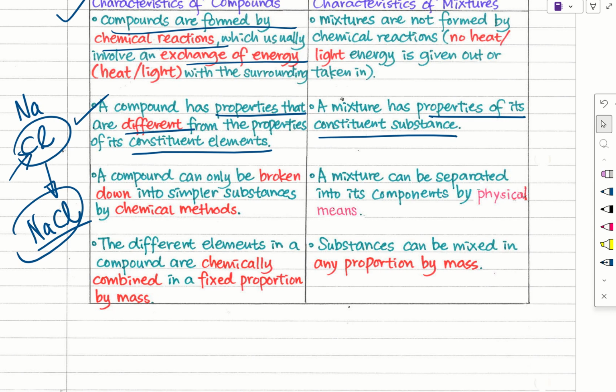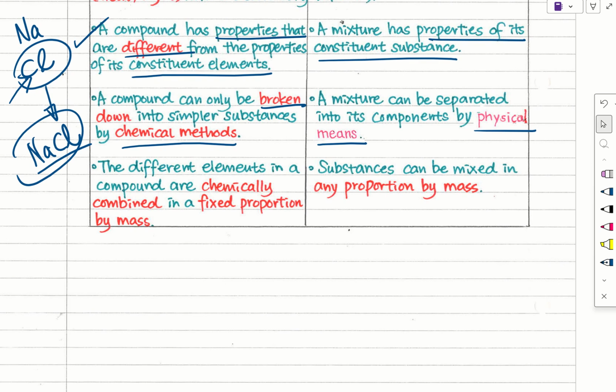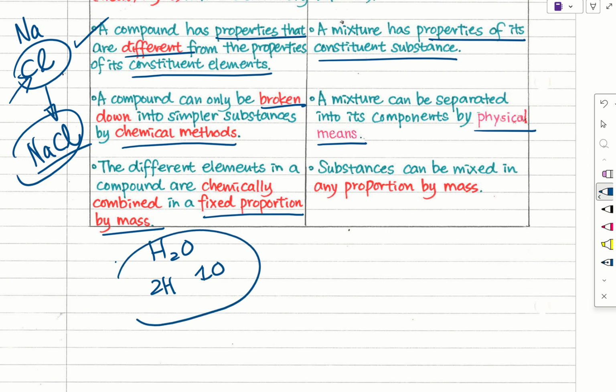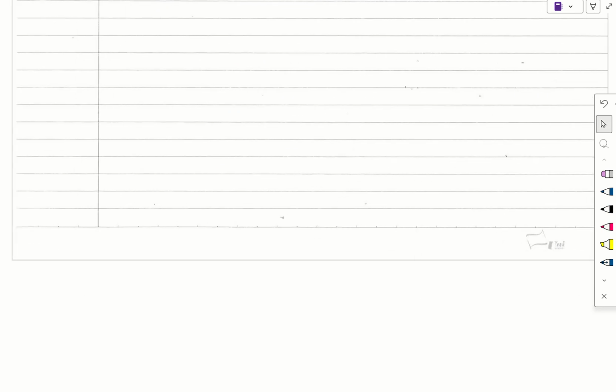Now, compound, since it is formed by chemical processes, can also only be broken down into simpler substances by chemical methods. But mixtures can be separated by physical methods, which is chapter 4, which you'll be learning. Now, different elements in a compound are chemically combined in a fixed proportion by mass. That means if I'm talking about the compound water, H2O, it will always be 2 H and 1 O. So it is a fixed proportion. For mixtures, they can be mixed in any proportion by mass.